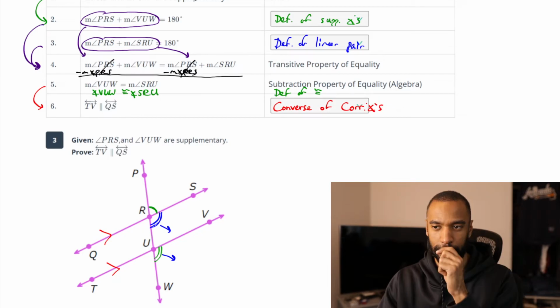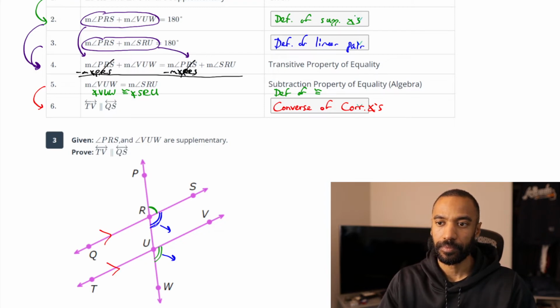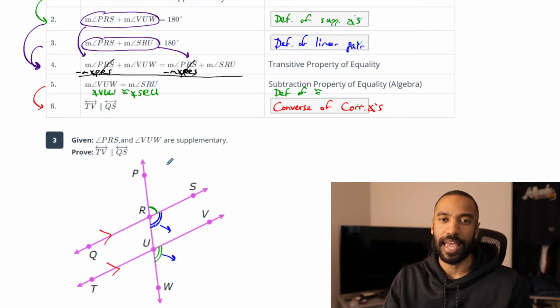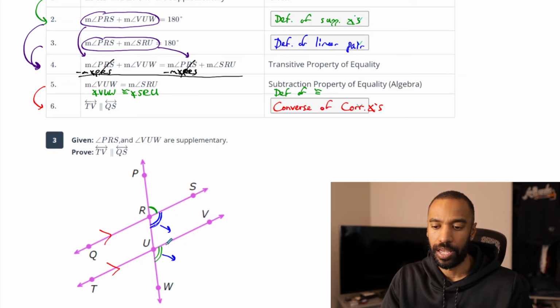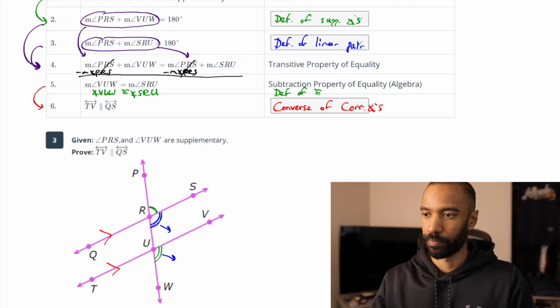Sorry about that. Definition of corresponding angles. Sorry, this is a little bit messy for me to be talking about. And that is your proof of what is called the converse of the same side exterior angles theorem. We just use the same side exterior angles theorem proof. Okay.